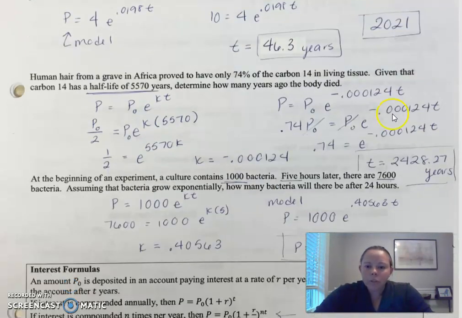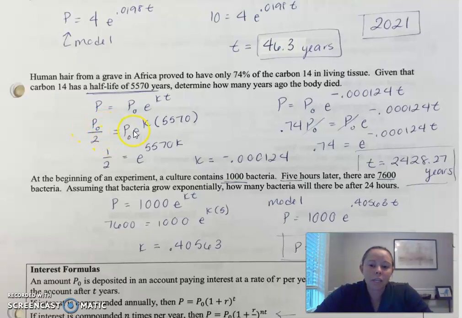We'll talk through one more. So, human hair from a grave in Africa proved to have 74% of the carbon-14 in living tissue. Given that carbon-14 has a half-life of 5,570 years, determine how many years ago the body died. All right, so I know you do these in science, but the first thing is you need to get the rate. So that's where the half-life is going to come into play. So P initial over 2 equals P initial e to the k times your half-life time, 5,570. So we're trying to figure out how long it takes, or that k value, we know how long. What is this rate to cut our initial value in half?